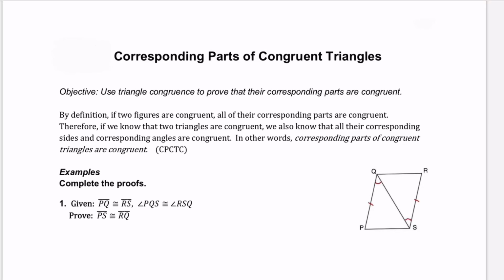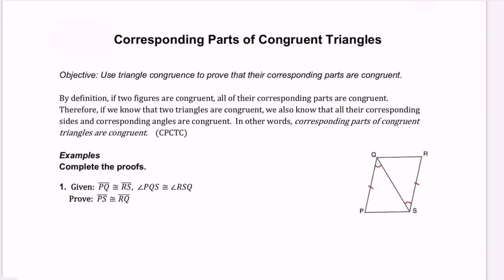Today we're talking about corresponding parts of congruent triangles. By definition, if two figures are congruent, all of their corresponding parts are congruent. Therefore, if we know that two triangles are congruent, we also know that their corresponding sides and corresponding angles are congruent. In other words, corresponding parts of congruent triangles are congruent. And we will use the abbreviation CPCTC to represent corresponding parts of congruent triangles are congruent.